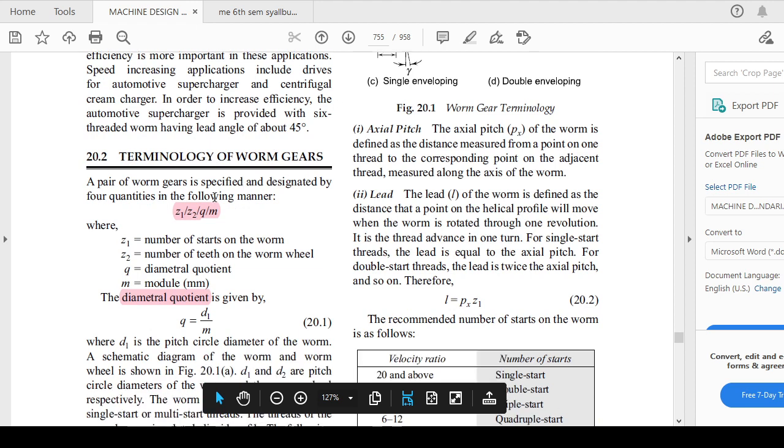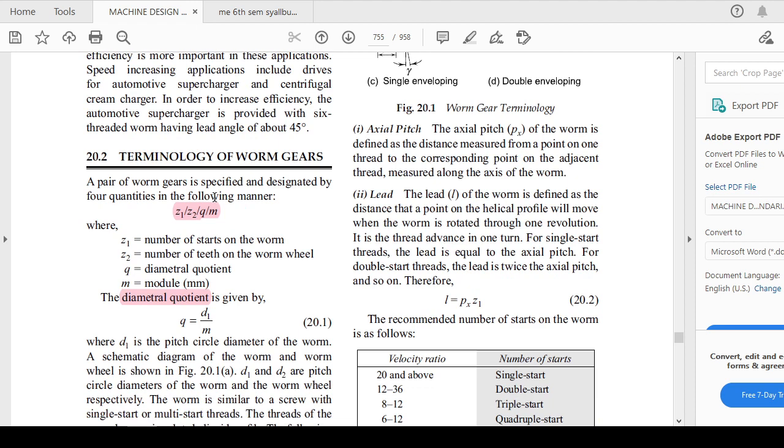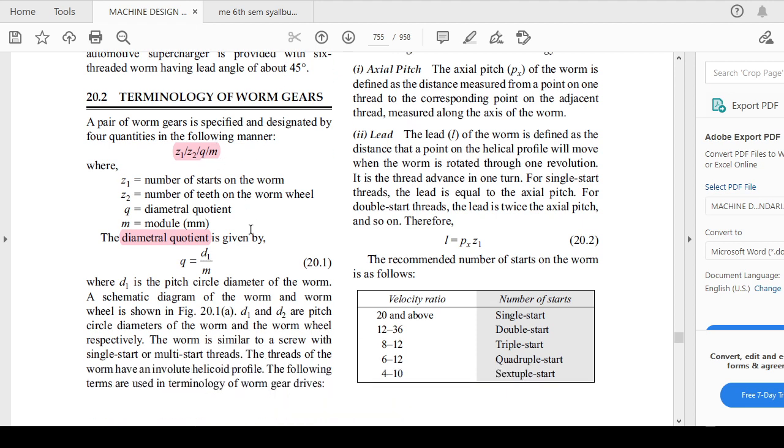Now let's see the terminologies, because in your university syllabus most of the time they will give you one numerical based on this worm gear. You have to solve it with the help of your design data book. You can also refer to these terminologies in your design data book, though some nomenclature or notations may be different.